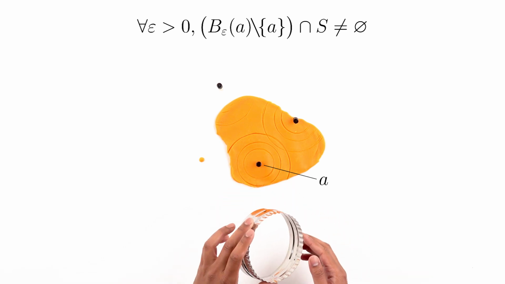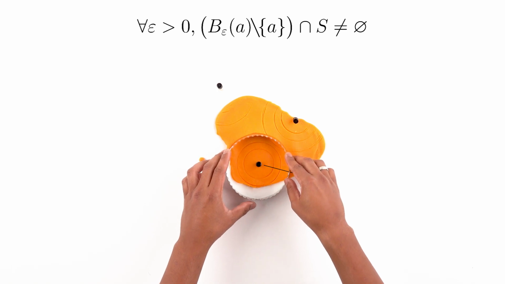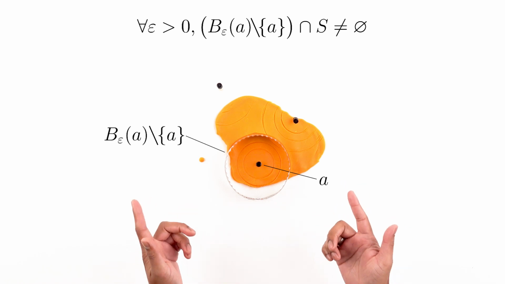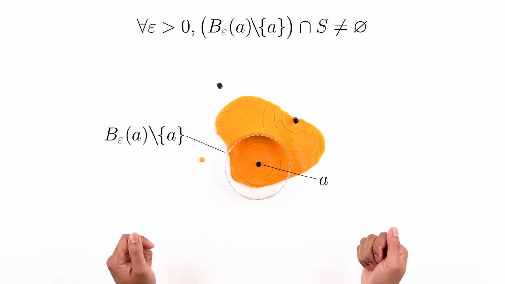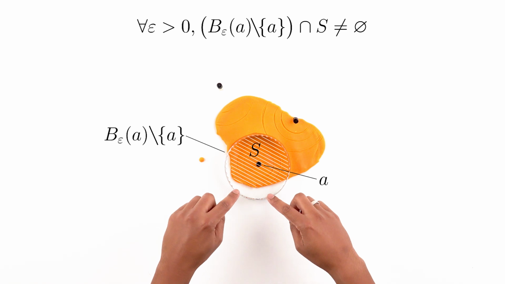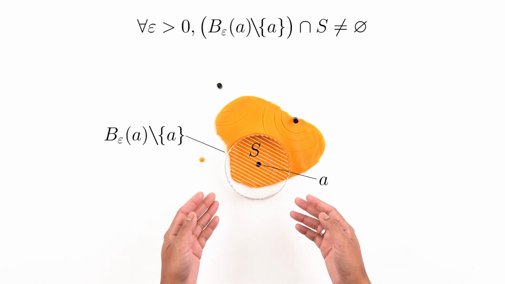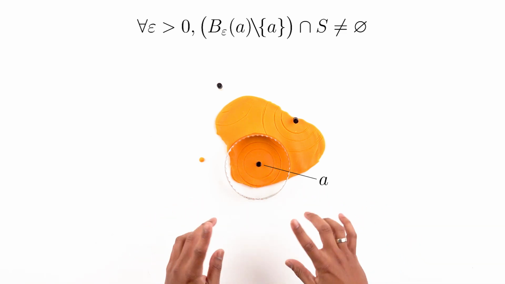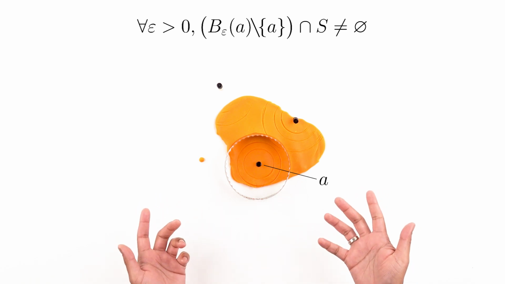This cookie cutter will be our open ball as usual, and when I place it, I'm going to place it with A at the center. However, to think of it as punctured, you want to imagine that the point A is removed. Now looking inside the open ball, I can see some mango inside, ignoring the point A itself. In other words, the punctured open ball has non-empty intersection with S. So does this mean A is a limit point? Not yet. We technically need to check every epsilon bigger than 0 as always.